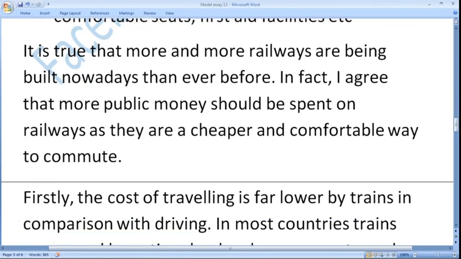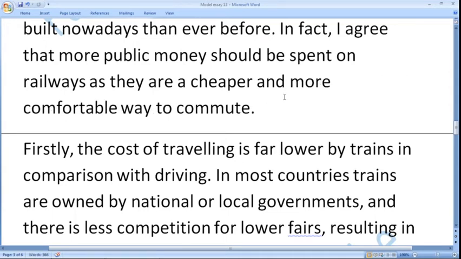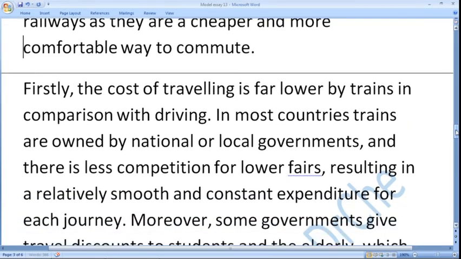It is true that more and more railways are being built nowadays than ever before. In fact, I agree that more public money should be spent on railways as they are a cheaper and comfortable way to commute. Okay, they are cheaper. It is comparative here. Then the comfortable is not comparative. So we should use parallel structures that are joined by and. So we can use more cheaper and more comfortable. If you don't know how to make comparatives, go to my grammar course. There is a complete video on how to make comparatives.